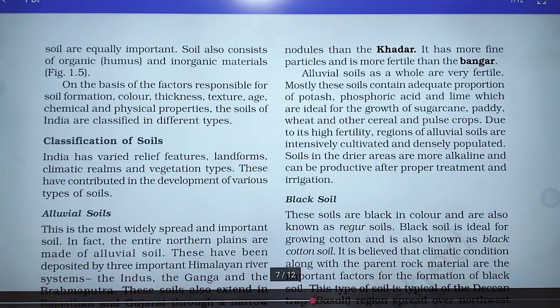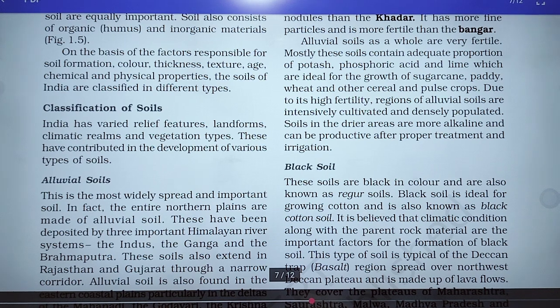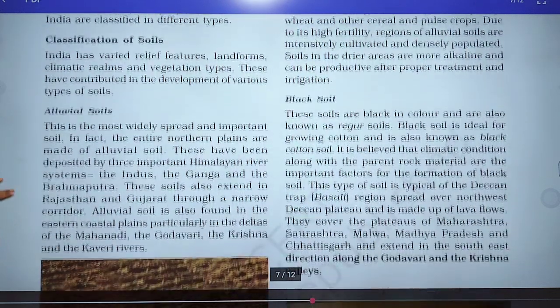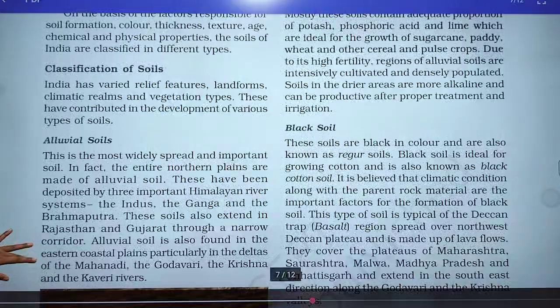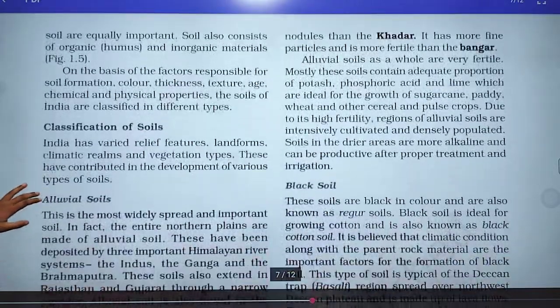India has varied relief features, landforms, climate, realms and vegetation types. These have contributed to the development of various types of soil. Like first, the classification of soil: the first one is alluvial soil, the second one is black soil.